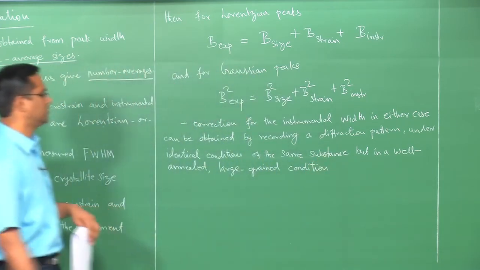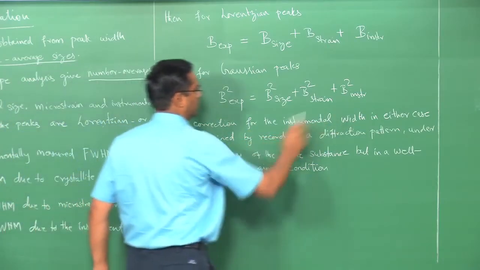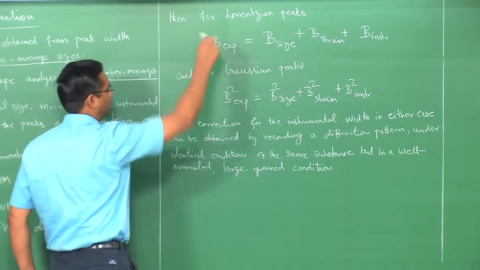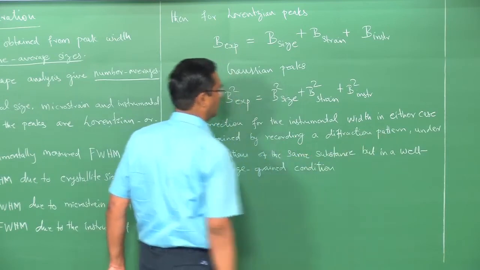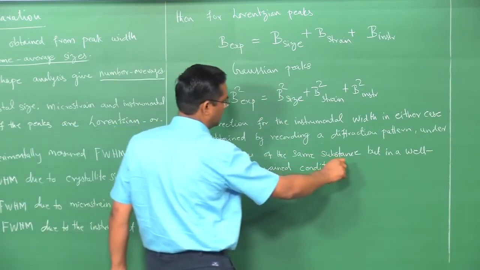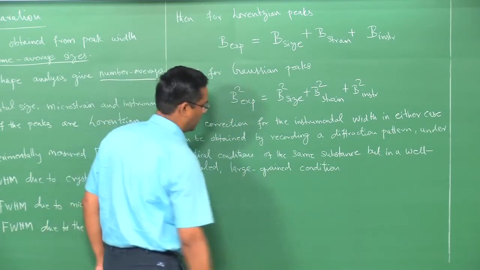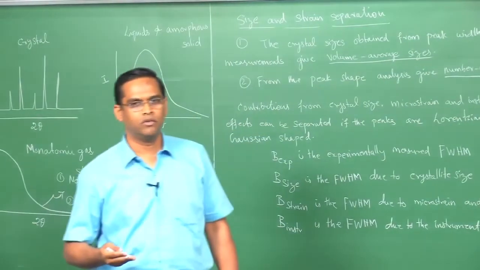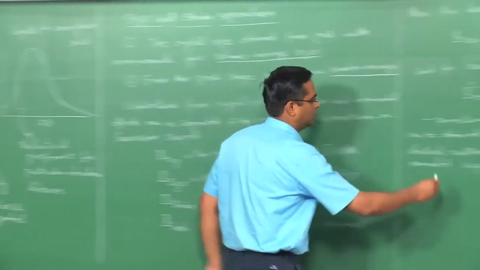So, how to get this instrumental width contribution? The correction for the instrumental width in either case, that is both these cases, can be obtained by recording a diffraction pattern under identical conditions of the same substance, but in a well annealed large grained condition. So that you do not have a contribution from the crystallite size itself, that is why a large grained condition is emphasized.